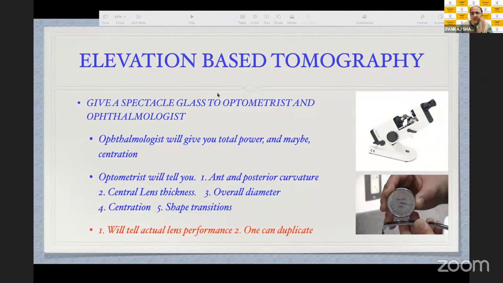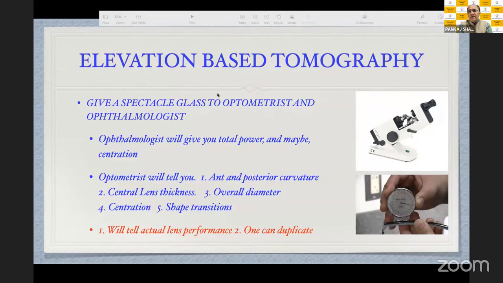Now, to understand why we need to do a tomography, tomography is not just topography, not the surface only. It goes into the depth also. What is the posterior surface of the cornea? What is the angle? What is the iris, lens? So tomography is like a cut section, three-dimensional.